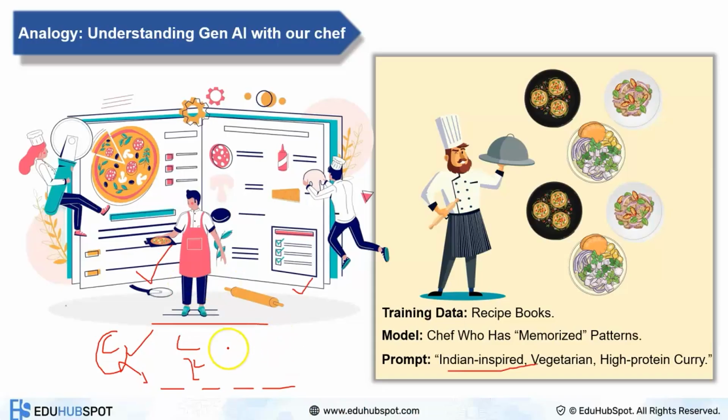Now suppose you go to chef 2 and ask him, okay, I have eaten every dish on your menu card, can you give me something new? The chef tells you, okay, what do you want to eat? And you tell him, I want to eat an Indian-inspired vegetarian dish, a high protein curry.